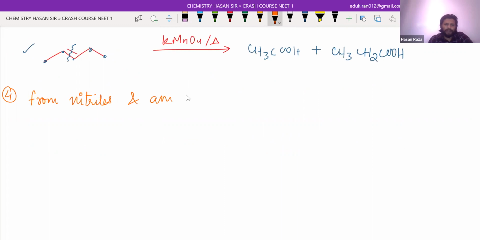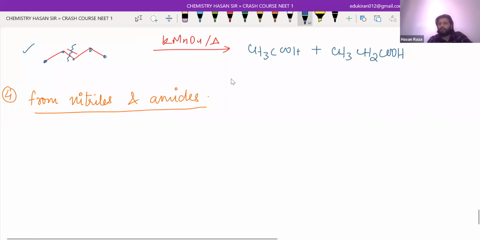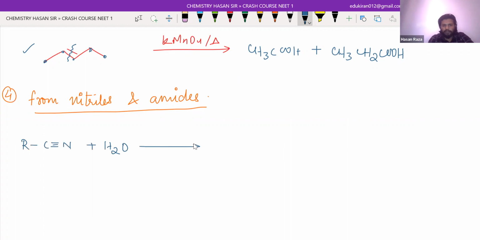Basically, these are connected. Actually, we will use nitriles, and nitriles are first converted into amides, and then after hydrolysis in the presence of acid, you will be getting carboxylic acid. Let's say this is your nitrile. First, you are going to react this with water. That means hydrolysis of water is taking place. So what will happen? It's very simple.